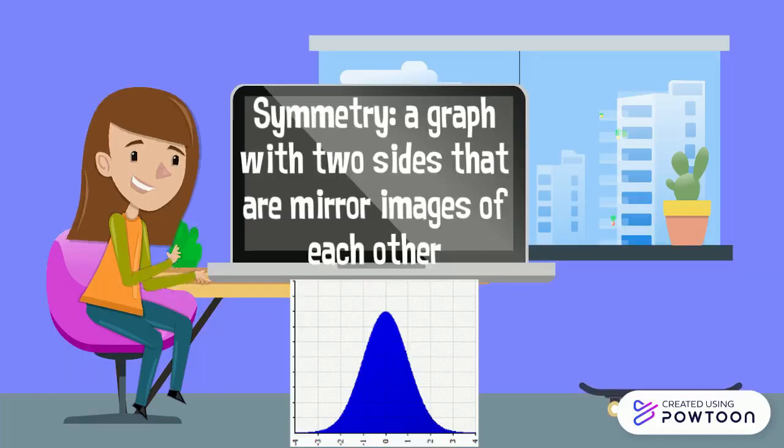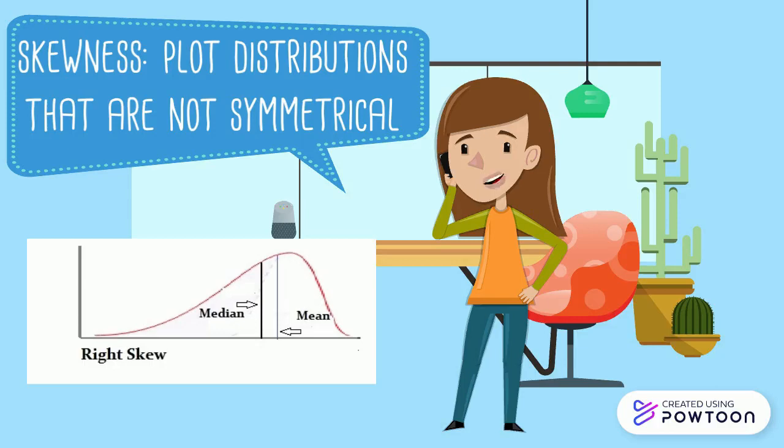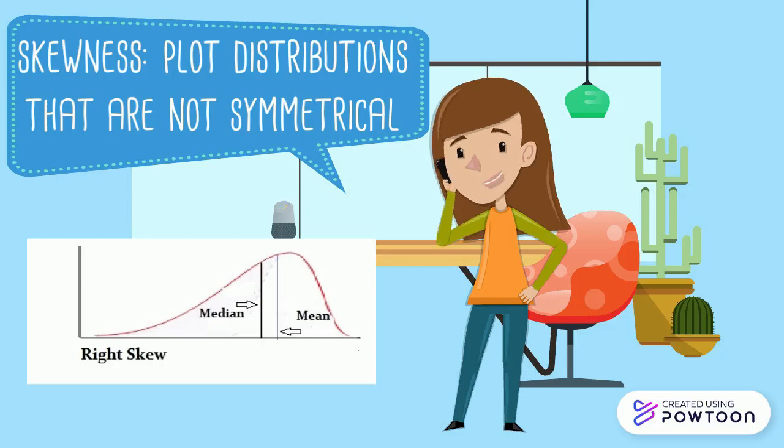Next, we have symmetry. This is a graph with two sides that are mirror images of each other. Unlike symmetry, skewness refers to plot distributions that are not symmetrical.